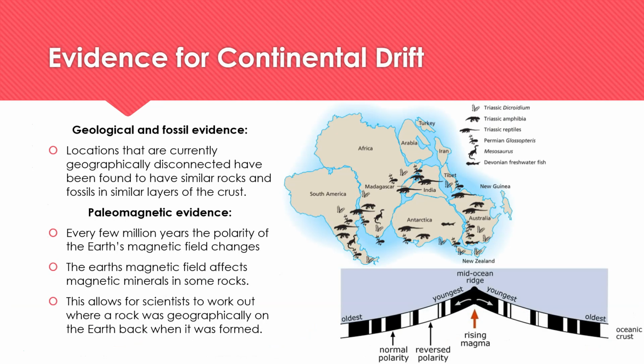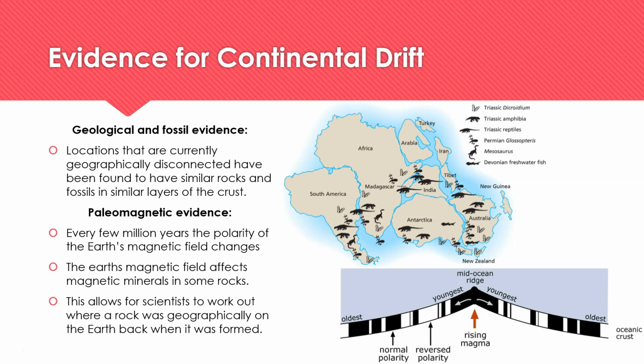Specifically, geological and fossil evidence are going to be looking at things where if all land masses started together, then you'd expect there to be similarities in points where those land masses used to connect. And so you'd be looking to say, are there similar rocks or similar fossils in the crust at these points where we think land masses used to be connected together?